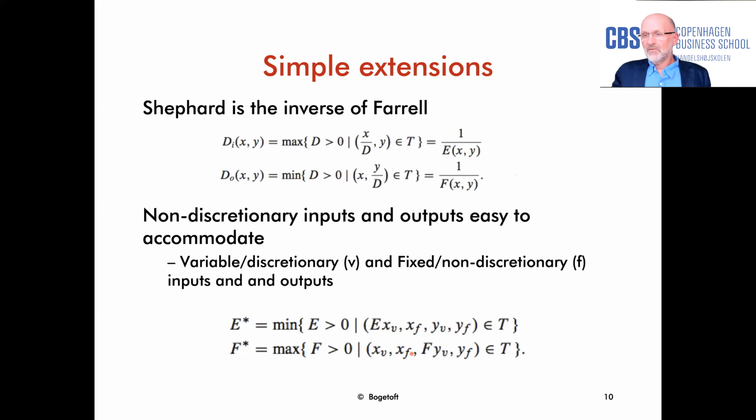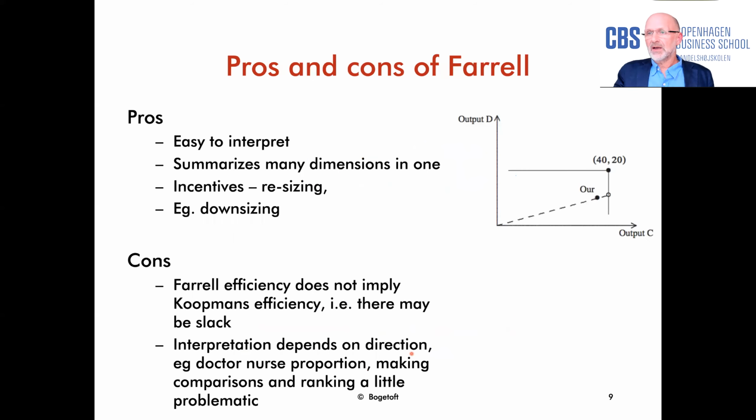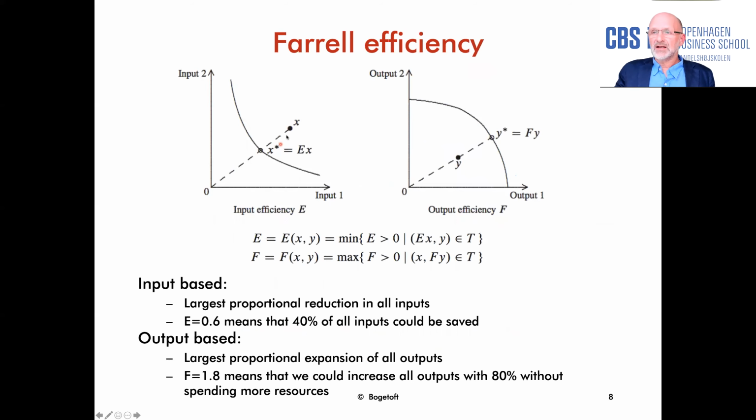Okay, so if I can just go back here. So if we were to do that, let's assume, for example, that input number one is a fixed input, it's a non-discretionary input. Then the only thing you want to do when you want to measure the efficiency of this guy is to move down here.